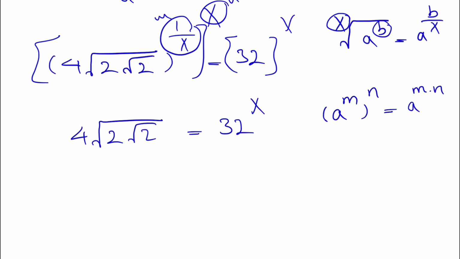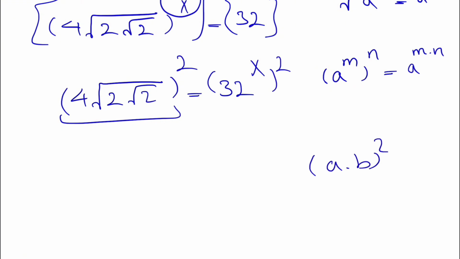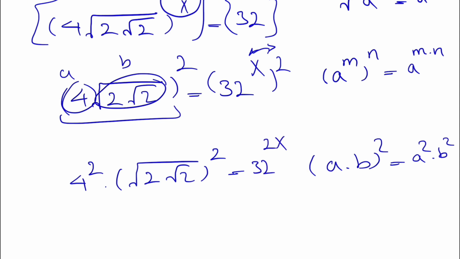So in order to get rid of the square root on this side, we can raise each side to the power of 2. And if we do that, we know that when we have a times b to the power of 2, this will be equal to a squared times b squared. Here this is our a and this is our b. So basically we have 4 squared times the square root of 2 times the square root of 2, to the power of 2, is equal to, again using the previous law that we covered, 32 to the power of 2x.